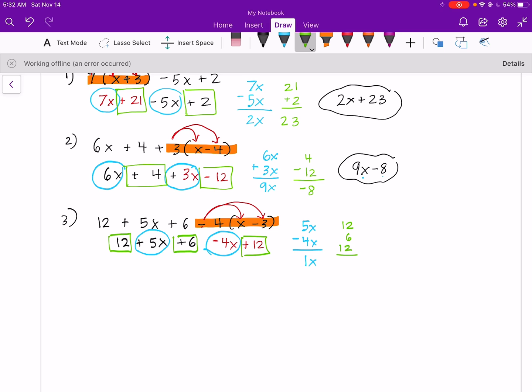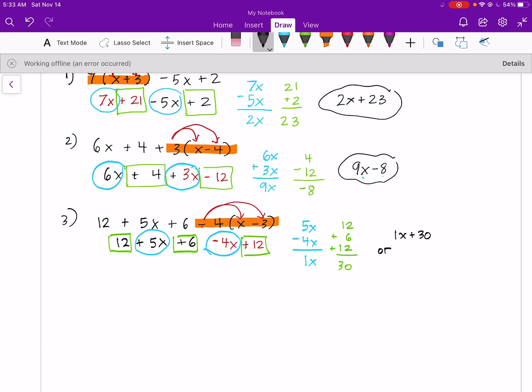This was a plus, this one didn't have a sign, but you know, it'd be a positive. This was a positive. This was a positive. And so 12 plus 12 is 24. 24 plus 6 is 30. So when I put them together, this would be 1x plus 30.